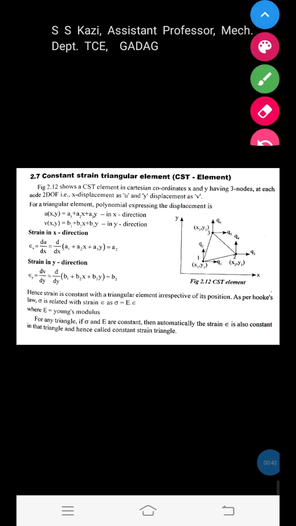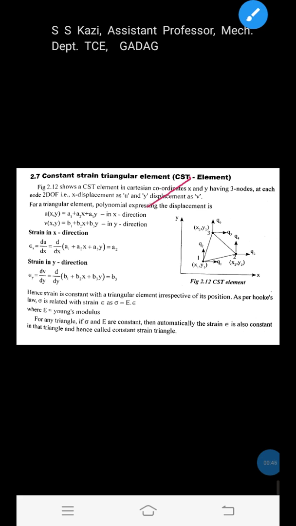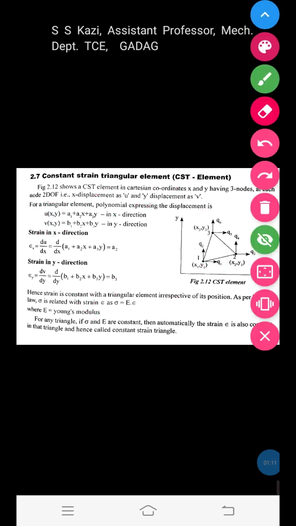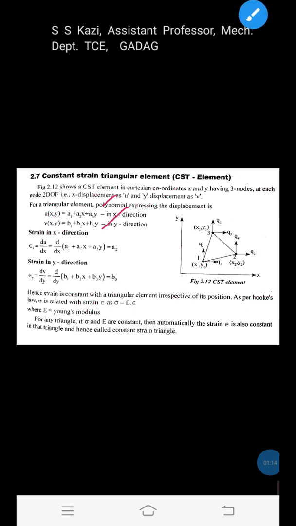If we write the displacement function or polynomial function for this 3-noded triangular element, then the field variable u of xy, that is u is a function of x and y, where u is the x component of the displacement field variable, is a1 plus a2x plus a3y in x direction. The displacement in y direction, v of xy, is equal to b1 plus b2x plus b3y in y direction. These are the polynomial functions for the 3-noded triangular element in x and y direction.